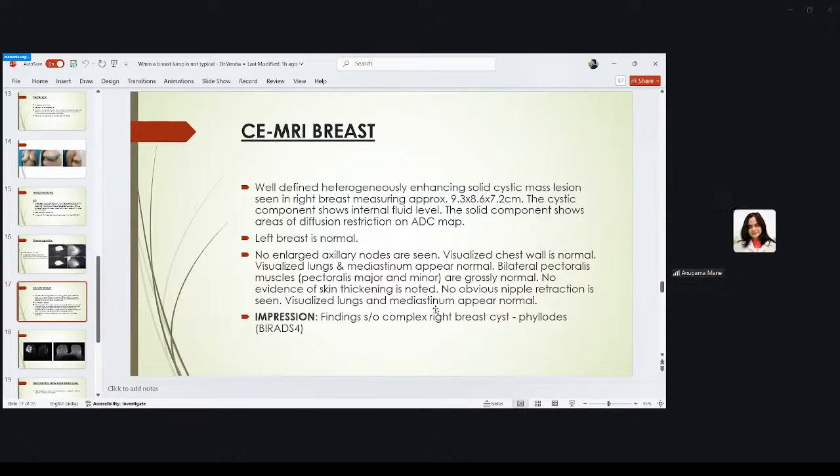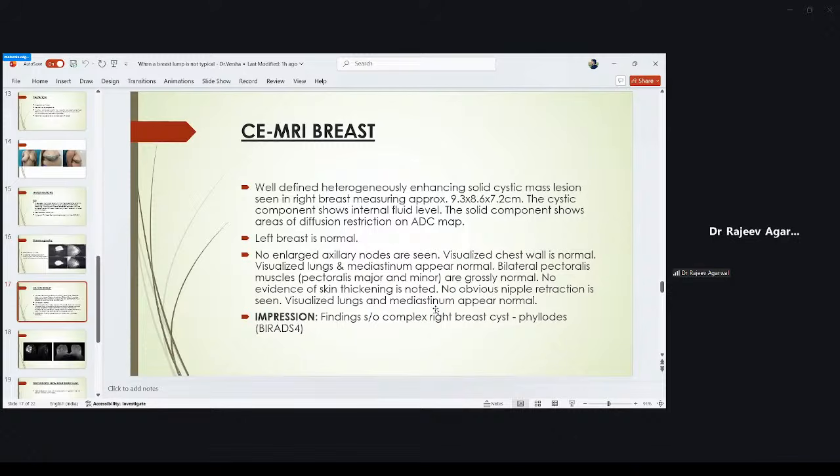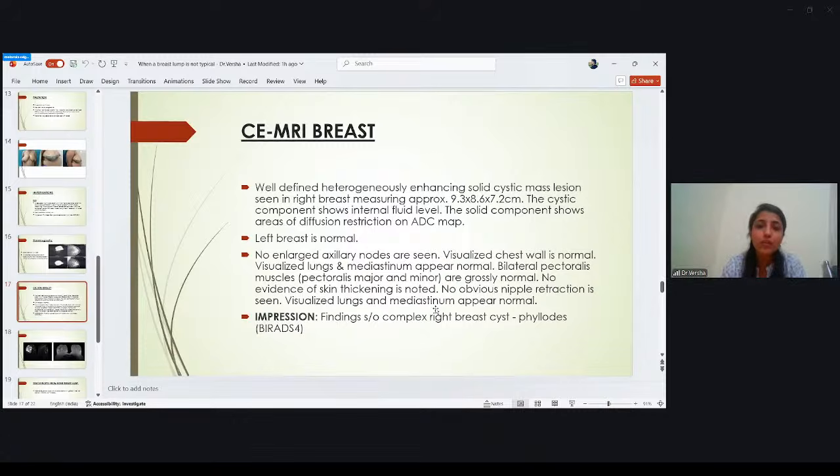Dr. Varsha, can I ask, if mammography and sonography were so clear in this patient, why did you do an MRI? Ma'am, MRI was advised in this patient to see the malignant transformation, as diffusion restriction on MRI can tell us about the malignant transformation in phyllodes. So that was advised. Otherwise, usually in phyllodes, MRI is not as such indicated.